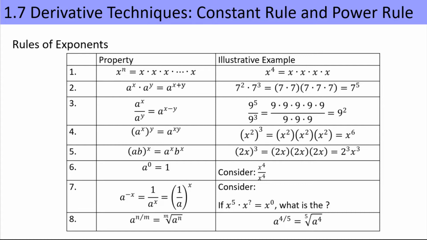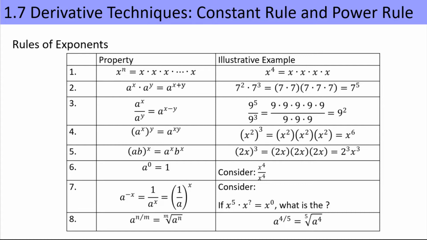Rule 1. X to the power of n is equal to the product of x multiplied n times. To make it concrete, consider x to the power of 4. That means x times itself 4 times.